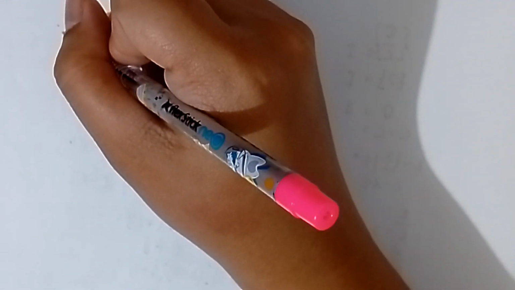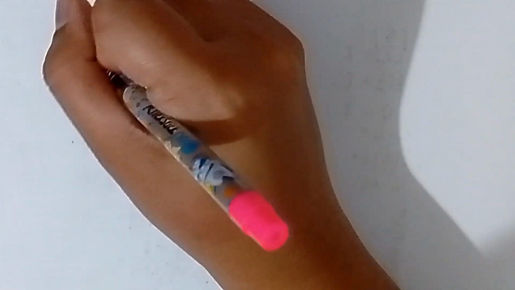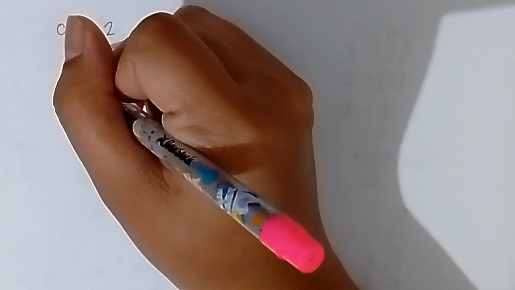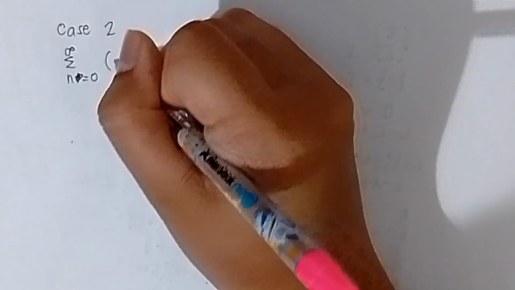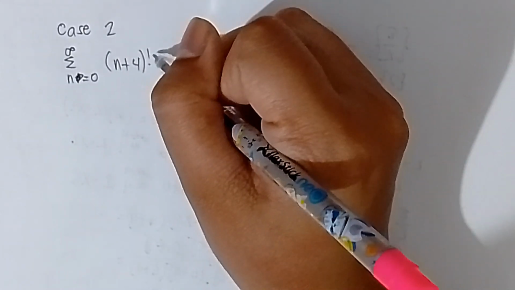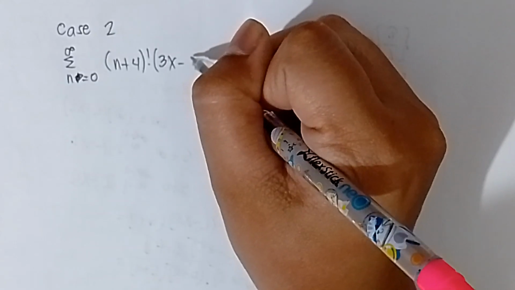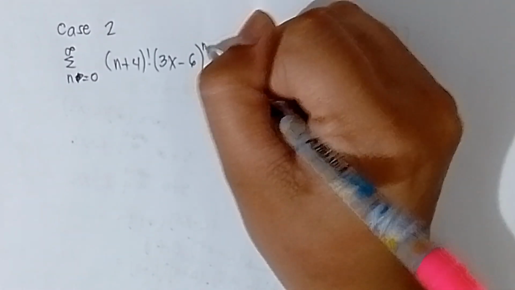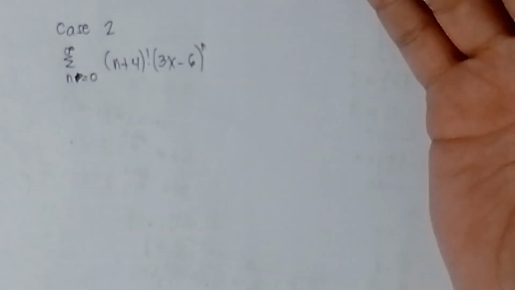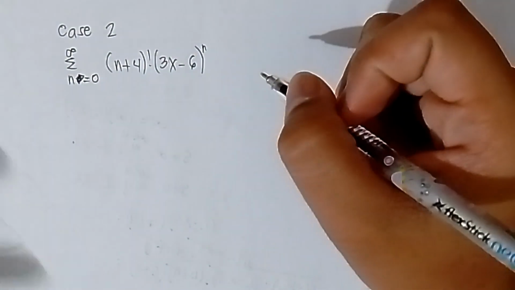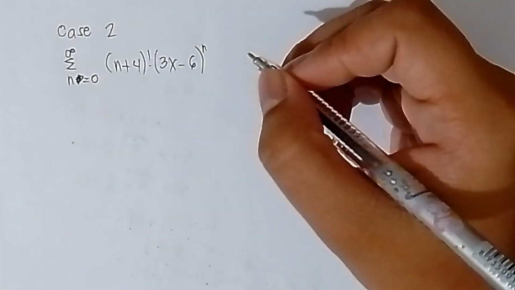Our next example, we're going to use case 2 of power series. So for this example, we have the power series of (n plus 4) factorial times (3x minus 6) raised to n. Feel free to pause the video to try this example and answer it on your own.